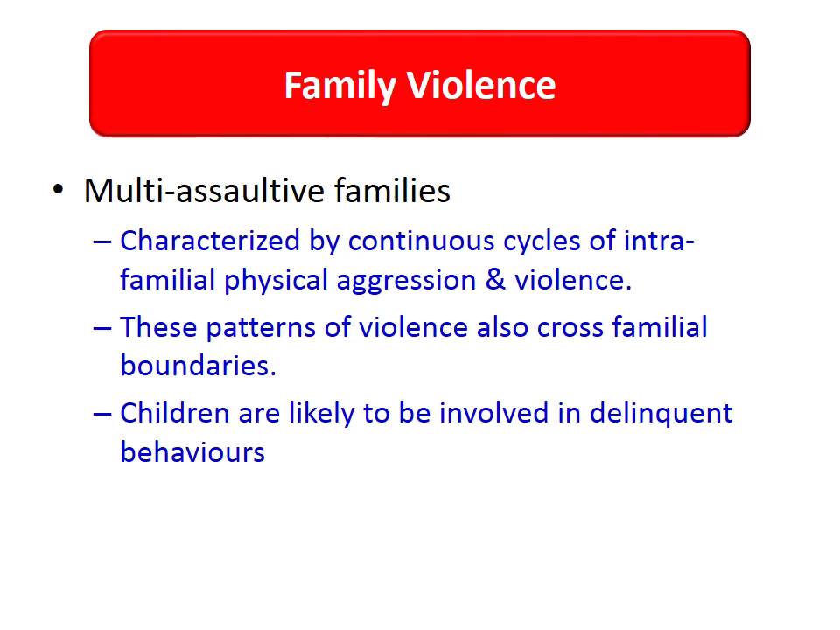Finally, we will look at multi-assaultive families. Multi-assaultive families are defined as families which are characterized by continual cycles of physical aggression and violence. For example, it could include cases where siblings hit each other, spouses hit each other, parents hit their children, and older children hit their parents, all within the context of one family.